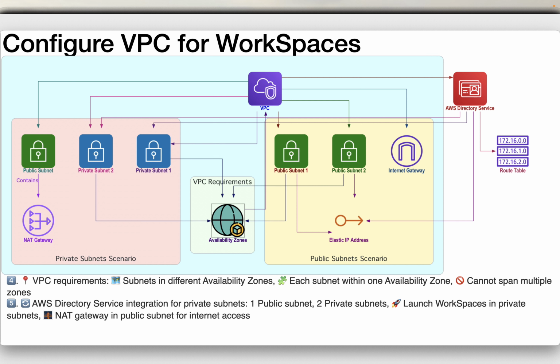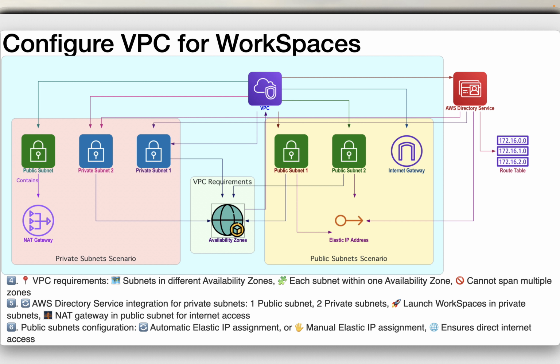If you use AWS Directory Service to create an AWS managed Microsoft AD or a simple AD, it is recommended to configure your VPC with 1 public subnet and 2 private subnets. Configure your directory to launch your workspaces in the private subnets and set up a NAT gateway in the public subnet to provide internet access to the workspaces in the private subnets.